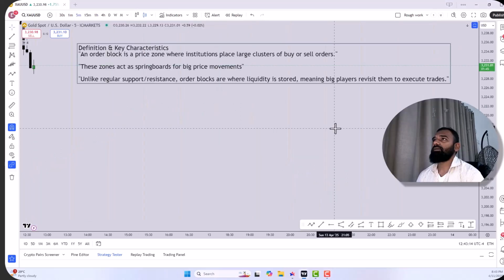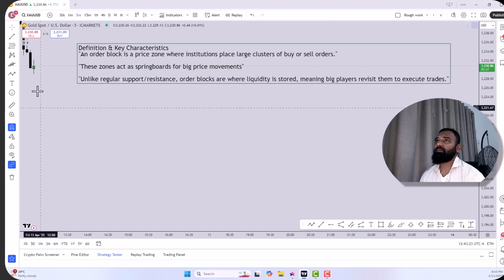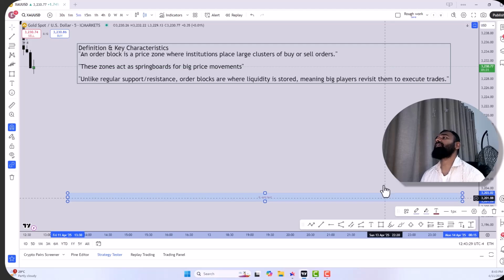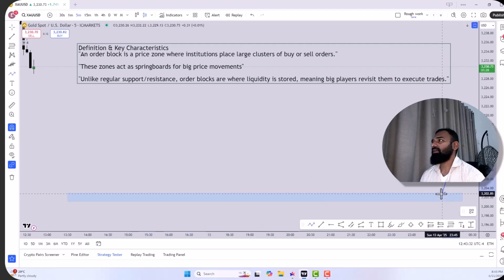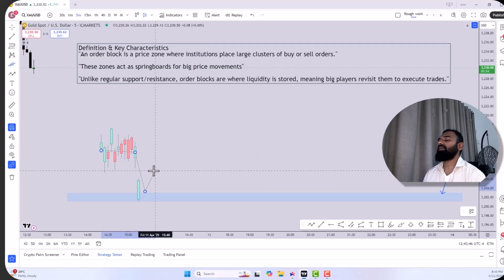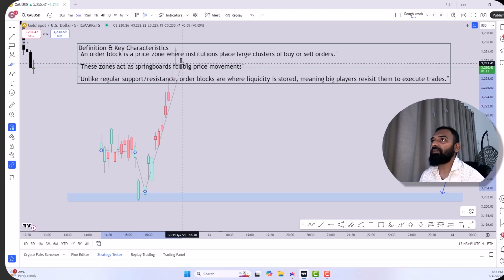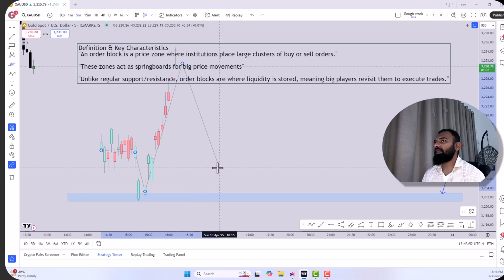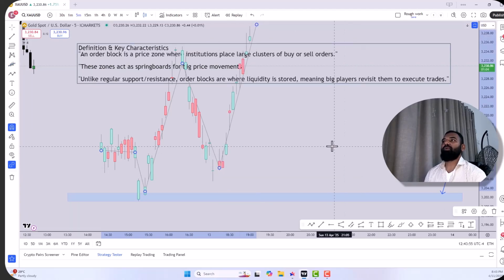Let's start together. Before we jump into trading, let us define what an order block is and what its key characteristics are. By definition, an order block is a zone where institutions have placed their buy orders or sell orders. Let us consider this zone is their buy order zone. What we observe on charts is price hovering around, then going to a particular level, and then all of a sudden a big impulsive move comes, price comes back, mitigates it, and then goes away.